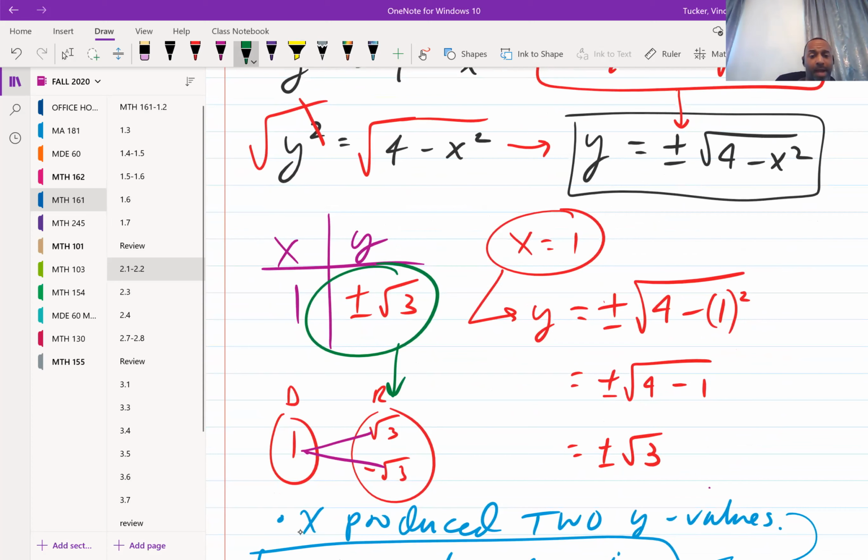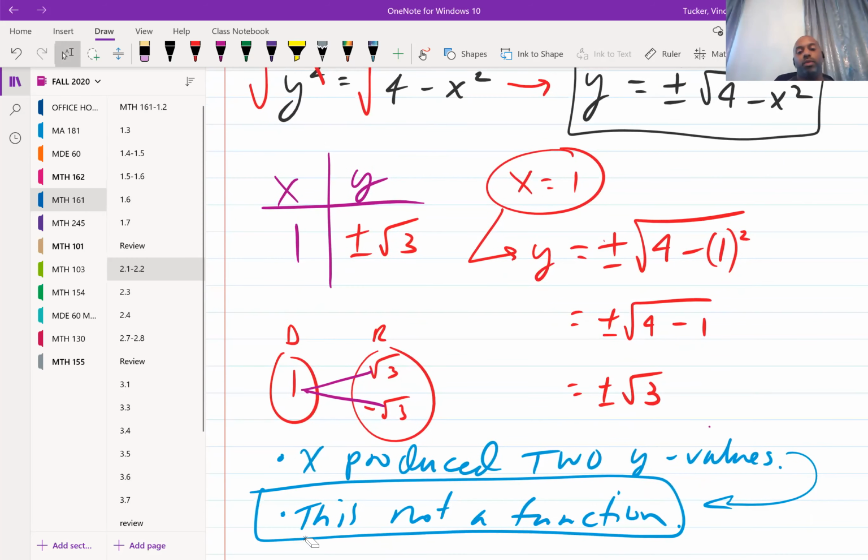So if we were to do our mapping, that means 1 would go to positive square root of 3, and 1 would go to negative square root of 3. And once again, all of this was initiated by the fact that we have an even power on our y. So in the blue, you see x produce 2 y values. That makes it not a function.